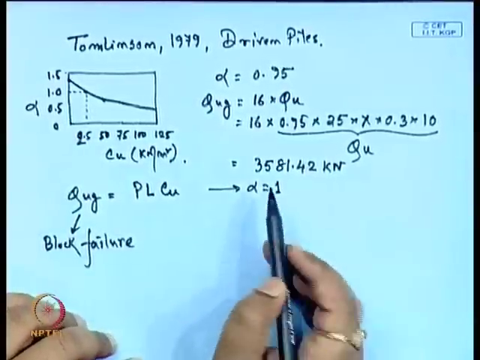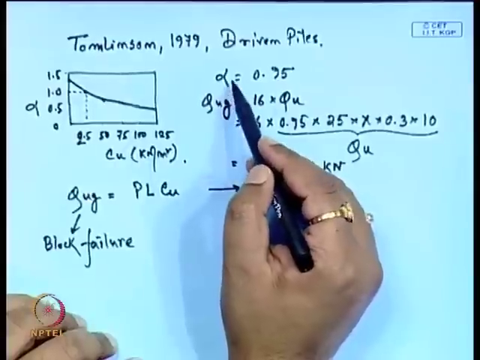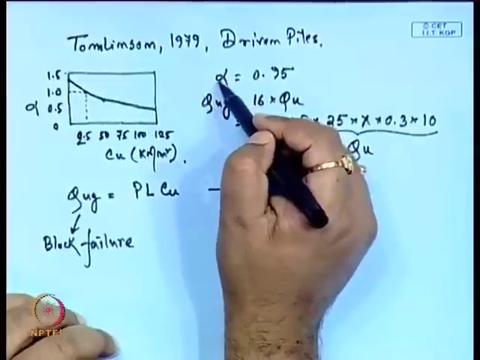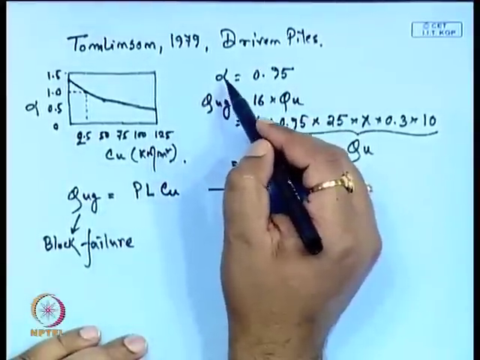The reason is that alpha is the adhesion factor, and you consider this adhesion when it is a single pile. That means the adhesion is between the pile surface and the soil. That is why you have to consider the alpha value, because you have two different materials: the pile is one material, and the soil is another. But when you consider the block failure, the interaction is between soil and soil.